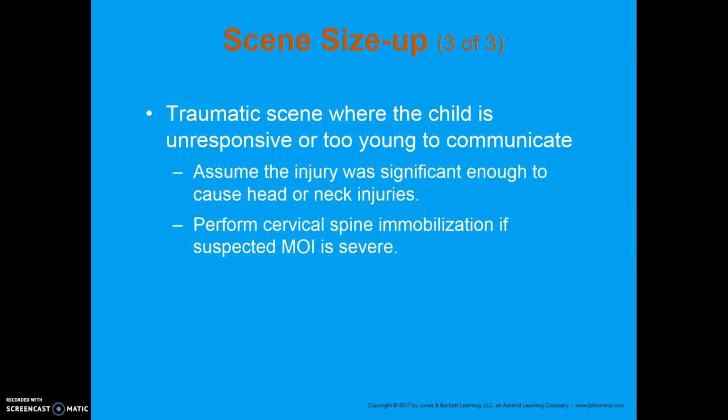A traumatic scene where the child is unresponsive or too young to communicate: assume the injury was significant enough to cause head or neck injuries. Perform cervical spine immobilization if you suspect the MOI to be severe. Remember to pad under the child's head or shoulders to facilitate a neutral position for airway management. So you may have to place a roll underneath the shoulders so that that big old occiput is balanced out so that the airway remains open.